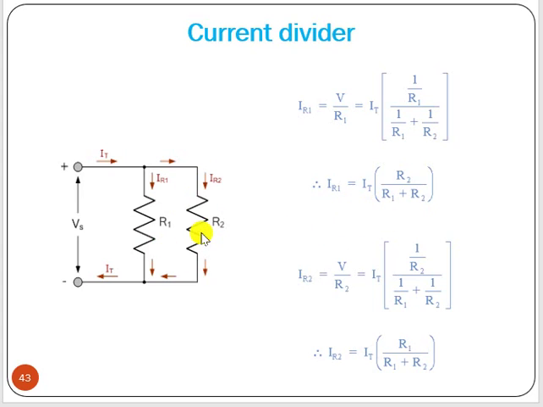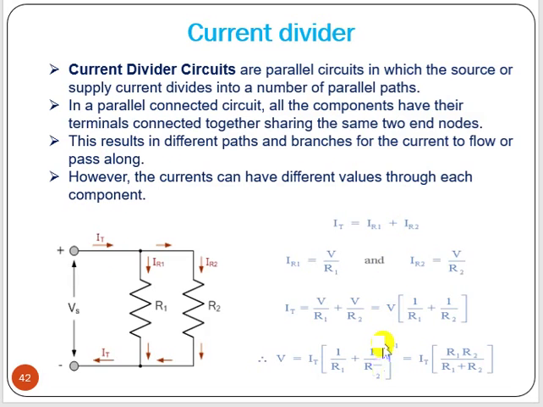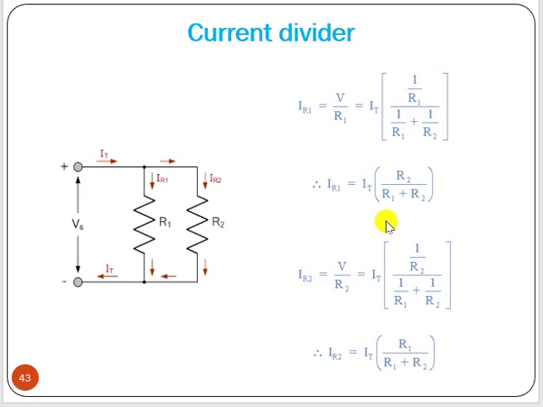IR2 will be equal to what? Nothing but total current IT into other branch resistance, that is R1 divided by total branch resistance R1 plus R2. Now how are we getting this? You can follow the derivation later on. So this is how we can do it.